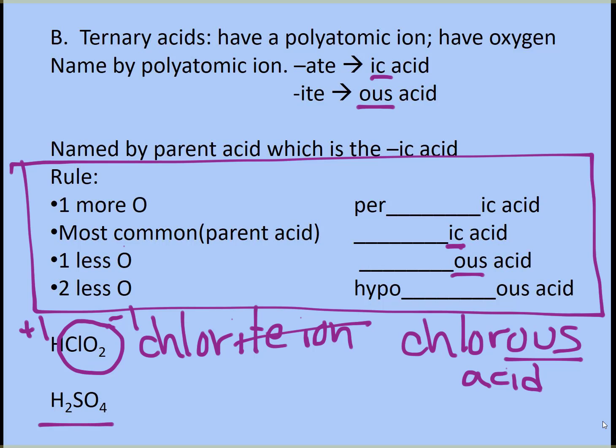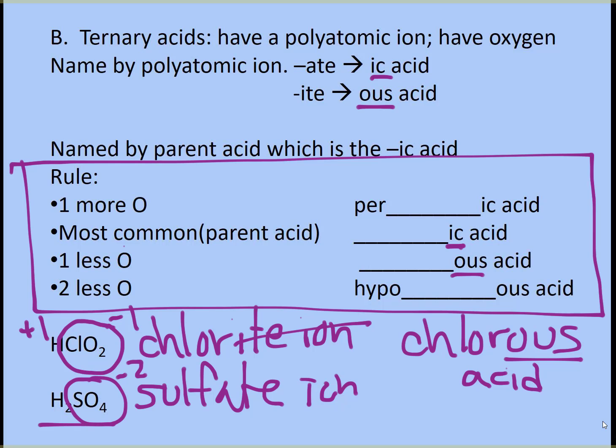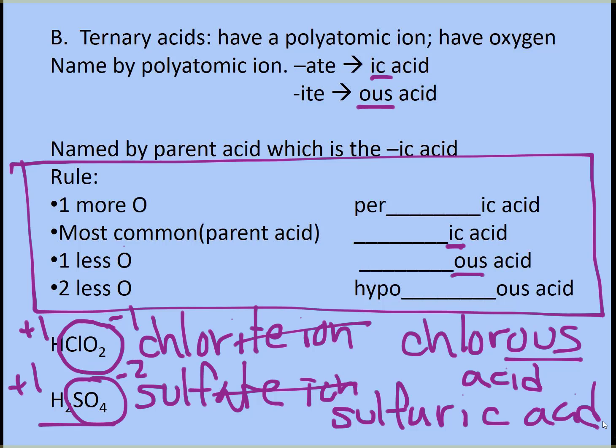Let's do this next one. So H2SO4, so this is sulfate ion, this part right here, has a charge of -2. So that's why I had to have two hydrogens to cancel that out. So I'm going to get rid of the ate, and I'm going to put ic. So this is, and sulfic sounds weird, so sulfuric acid is what that one is. Sulfuric acid and chlorous acid.